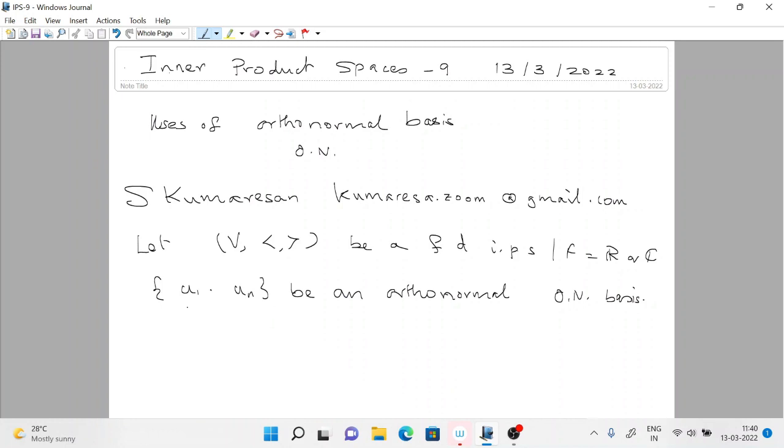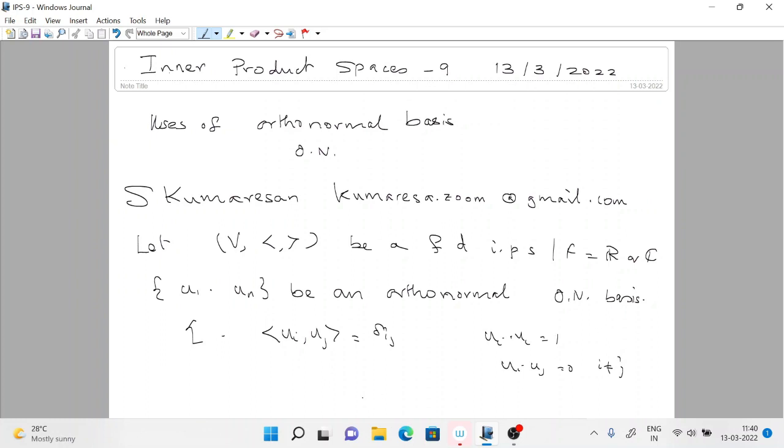So let's recall, what does this mean? This means that the inner product of ui and uj is delta ij. That means ui dot ui is 1 and ui dot uj is 0 if i is not equal to j. This is what we mean by orthonormal basis.